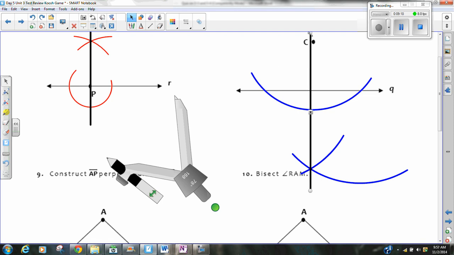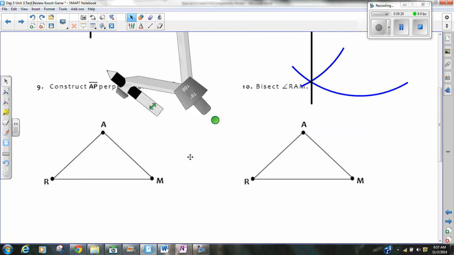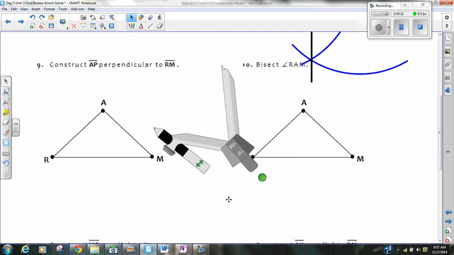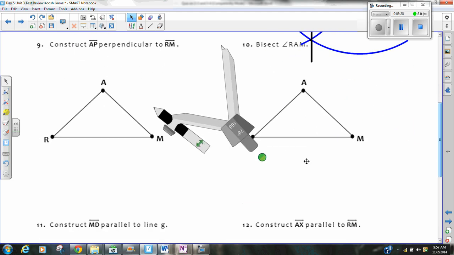If it's a little bit off, it could be because you squeezed your compass too far, but this is what it should look like. The next one, perpendicular to RM from A, well, that's the same exact construction we just did. It just happens to have a triangle drawn on it.